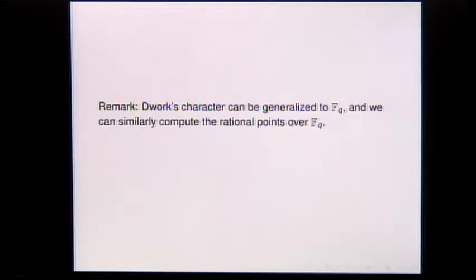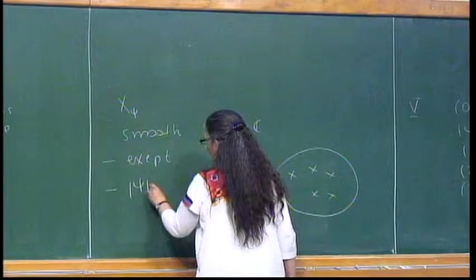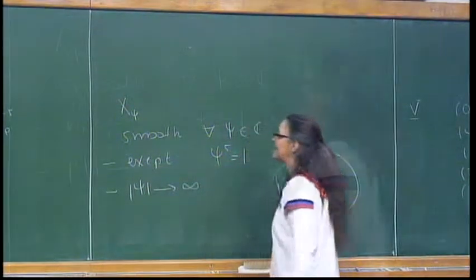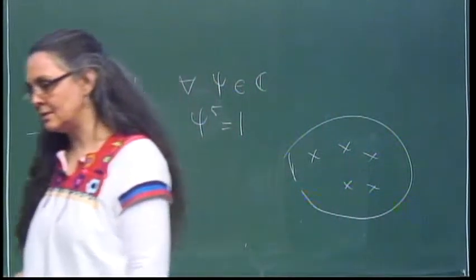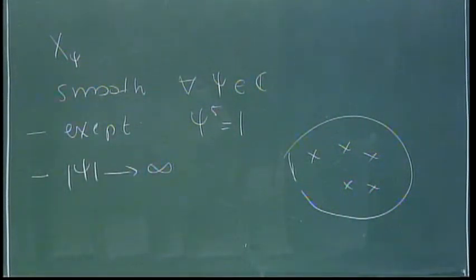There's also something horrible happening when psi goes to infinity, right? In this particular case, the physicists call this the large complex structure limit, and it's a very important limit in computing things like mirror maps and all that. I'll come back to this case. You can still do the computation in that case, in fact. So I'll come back to that when we discuss the L functions.